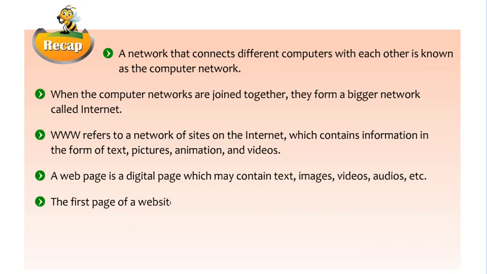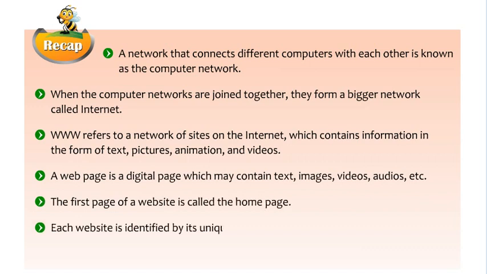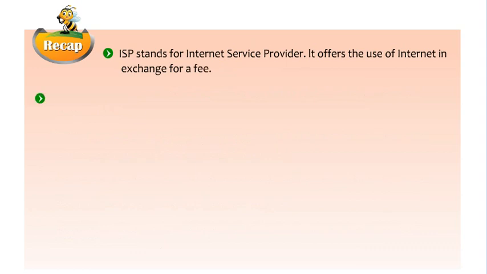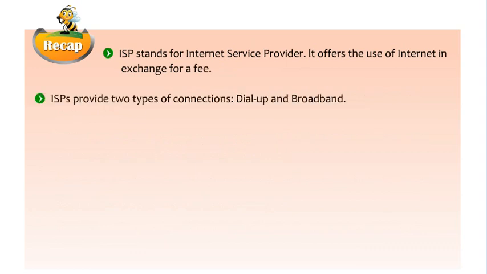The first page of a website is called the home page. Each website is identified by its unique address, which is known as the Uniform Resource Locator (URL). ISP stands for Internet Service Provider. It offers the use of Internet in exchange for a fee. ISPs provide you two types of connections, dial-up and broadband.